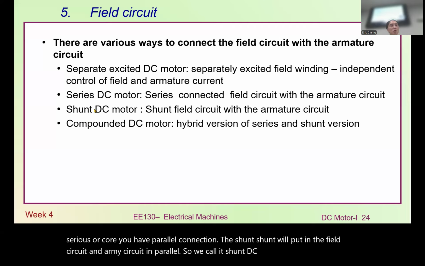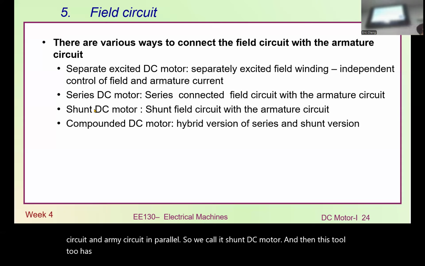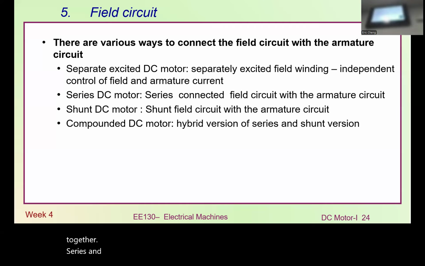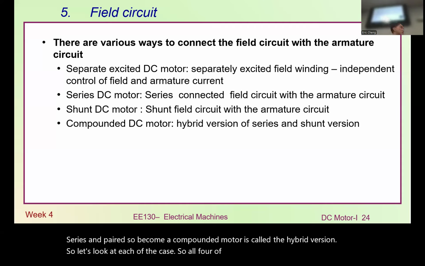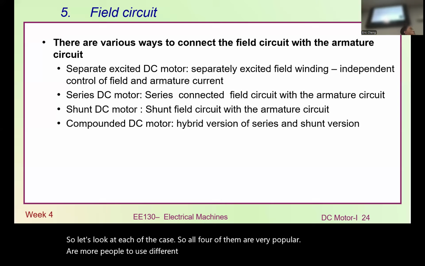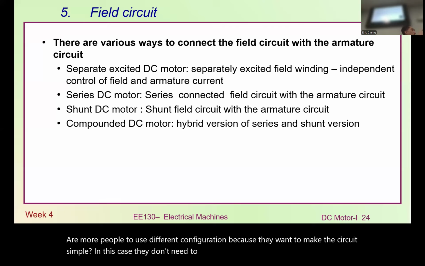And then these two do have some pros and cons. So another guy will try to put them all together, series and parallel. So it becomes a combined motor, called a hybrid version. So let's look at each case. All four of them are very popular. A lot of people use different configurations because they want to make the circuit simple. In this case, they don't need to use two DC sources to excite the motor.